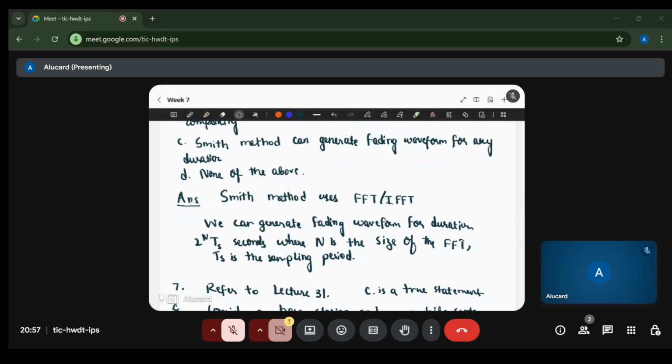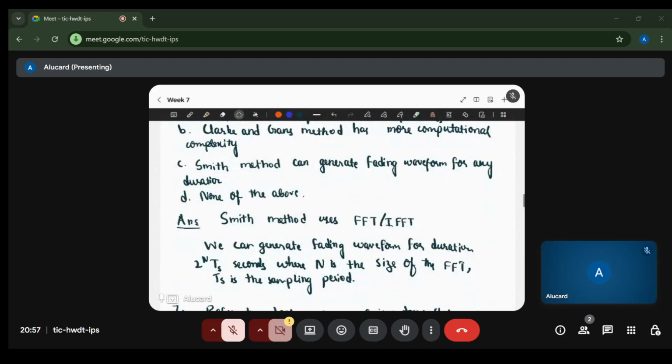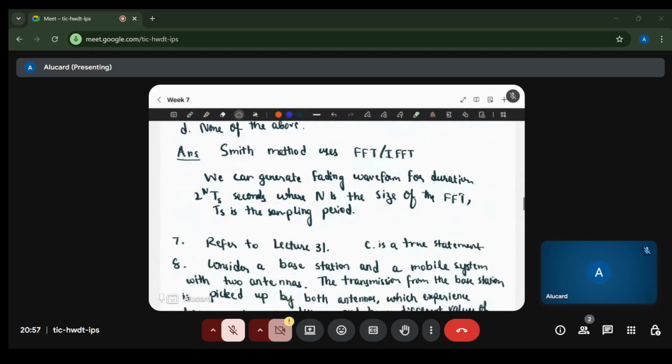Since it's just a conceptual question, I will give you hints. Smith method uses FFT or IFFT, and in Smith method you can only generate fading waveform for a particular duration, 2 power n times Ts, where n is the size of the FFT used and Ts is sampling period.